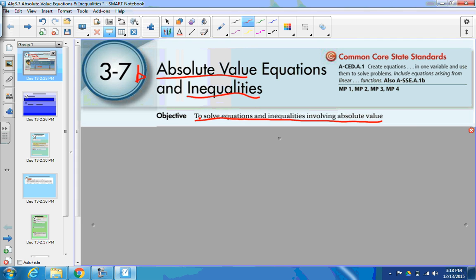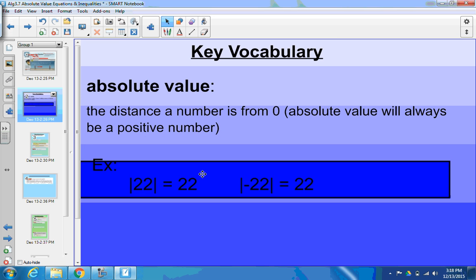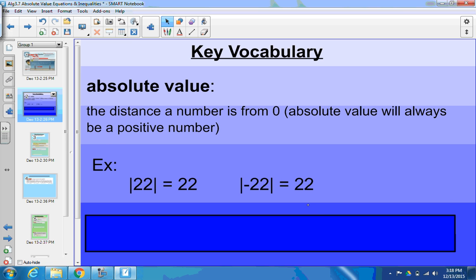So why don't we just recap quickly what it was with equations. So first of all, absolute value. Well, absolute value we should know by now is the distance a number is from 0. So if you look at a number line, how far away is the number from 0? So that means it's always going to be a positive number, because even if it's negative 13, it's 13 spots away from 0. So the answer would be positive 13. And two examples here. The absolute value of 22 is 22 spots away from 0, so it would be 22. The absolute value of negative 22 is also 22, because it's 22 spots from 0.